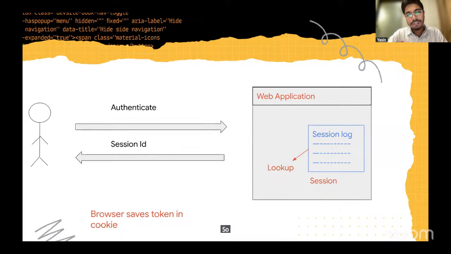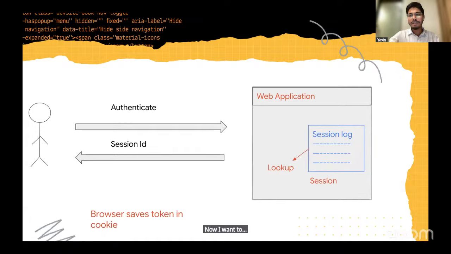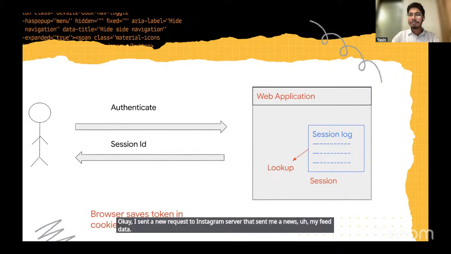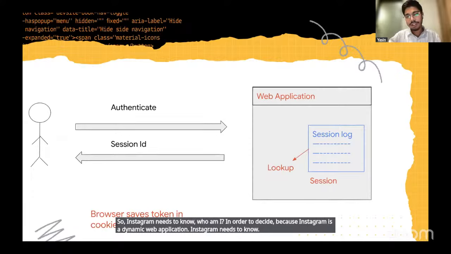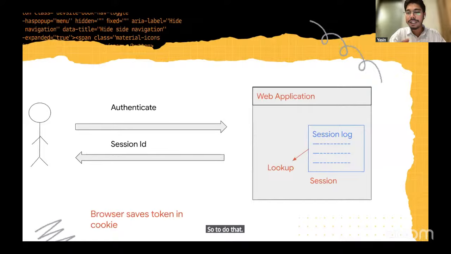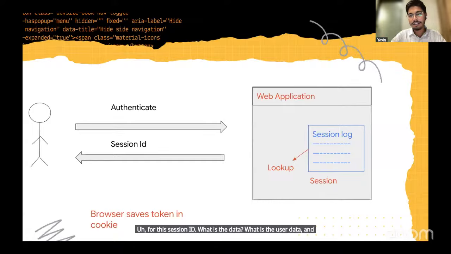So every time after authentication, if we take the analogy from Instagram again, I have logged in and Instagram created a session with me. Instagram maintains a session log, and I have one active session with Instagram. Now I want to browse my Instagram feed. I send a new request to the Instagram server asking for my feed data. Instagram needs to know who I am in order to decide what data to send, because Instagram is a dynamic web application. So Instagram will check its session log for this session ID: what is the user data, and what all the data we have stored. Based on that, Instagram will give me the data. This is what basic session authentication looks like in a modern application.